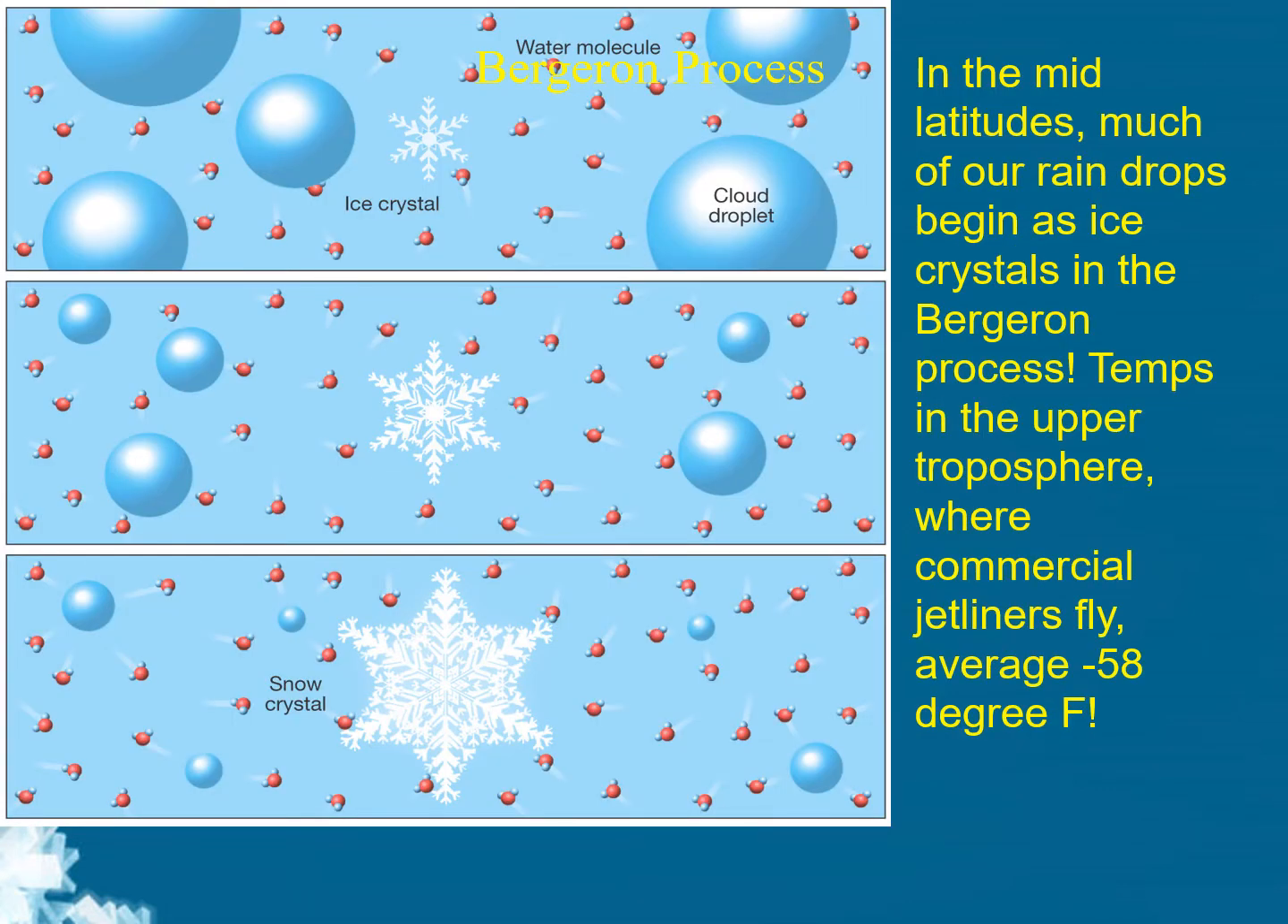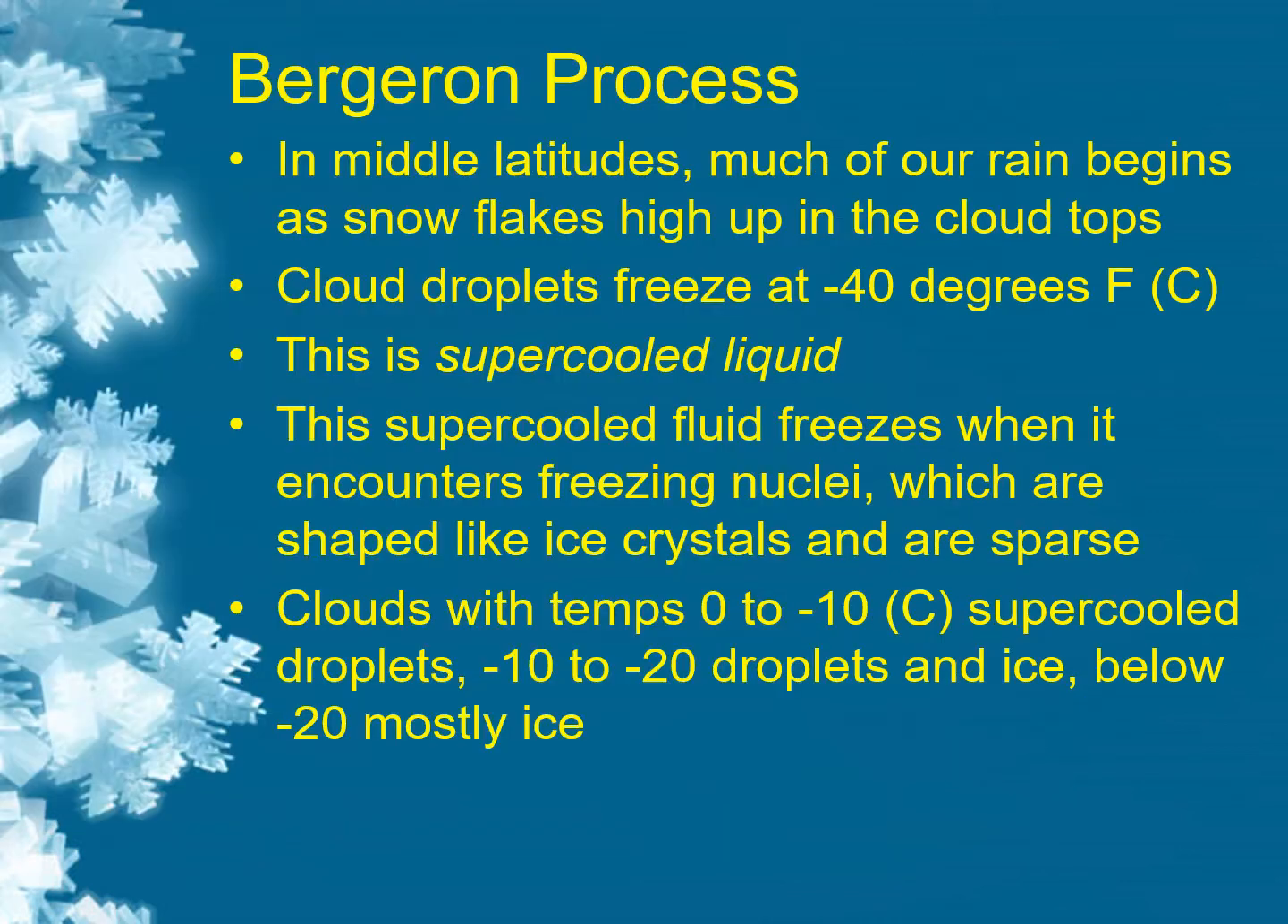Okay, so in the mid-latitudes, much of our raindrops begin as ice crystals in the Bergeron process. Just to let you know, temperatures in the upper troposphere, where commercial jetliners typically fly, average -58 degrees Fahrenheit. That's just crazy. No wonder they sometimes worry about ice on planes.